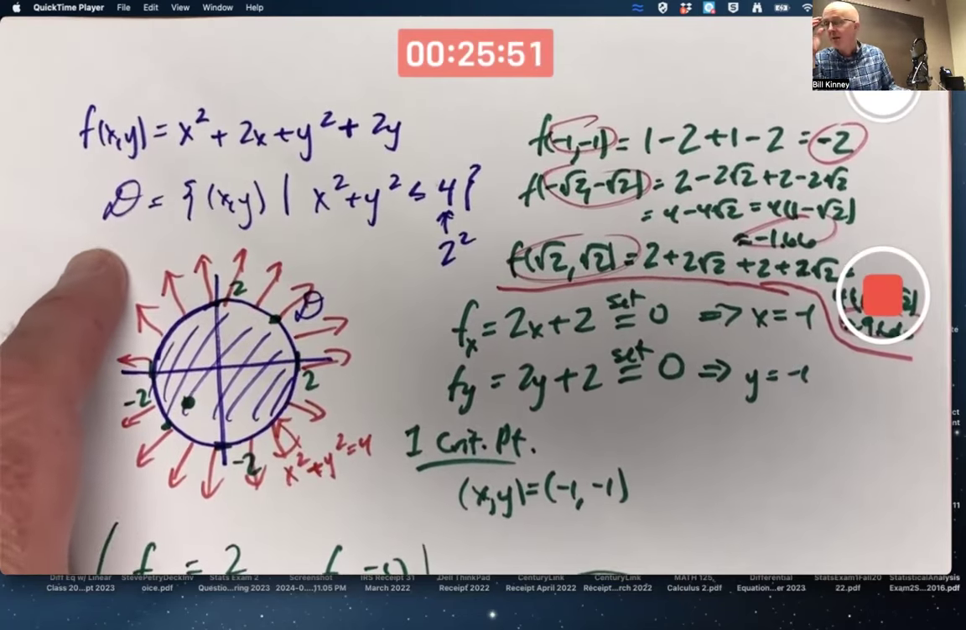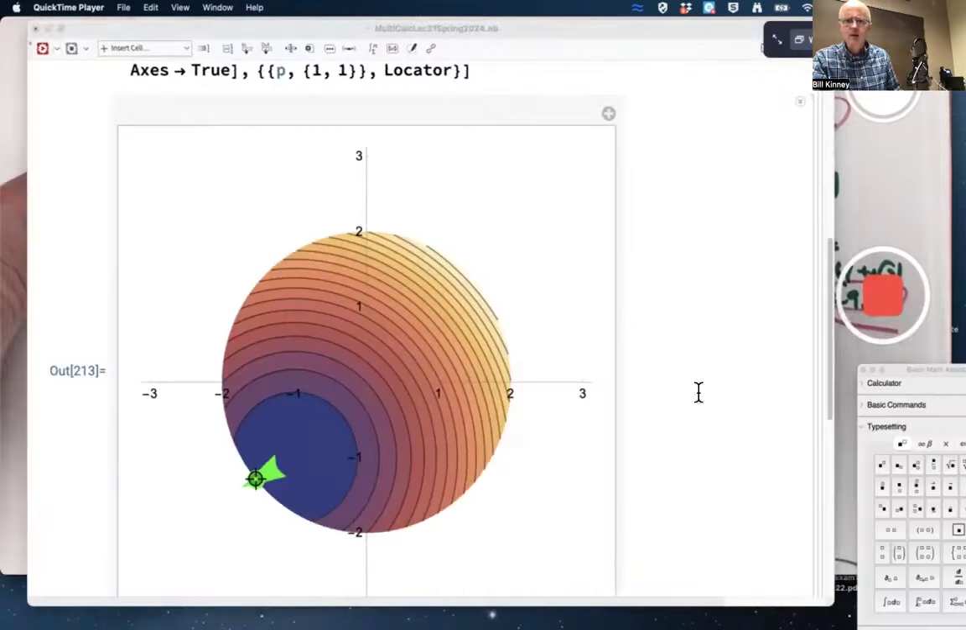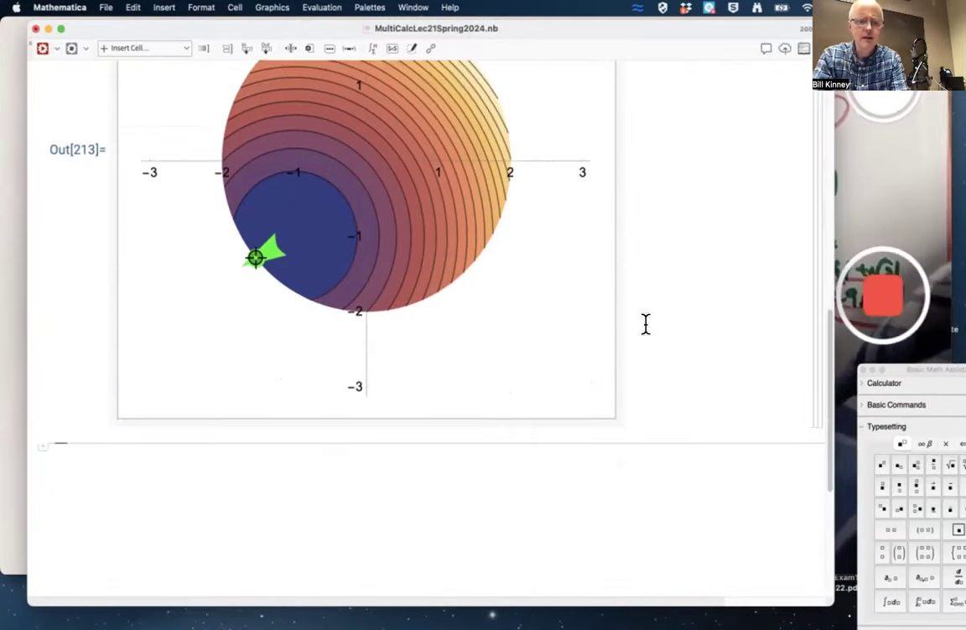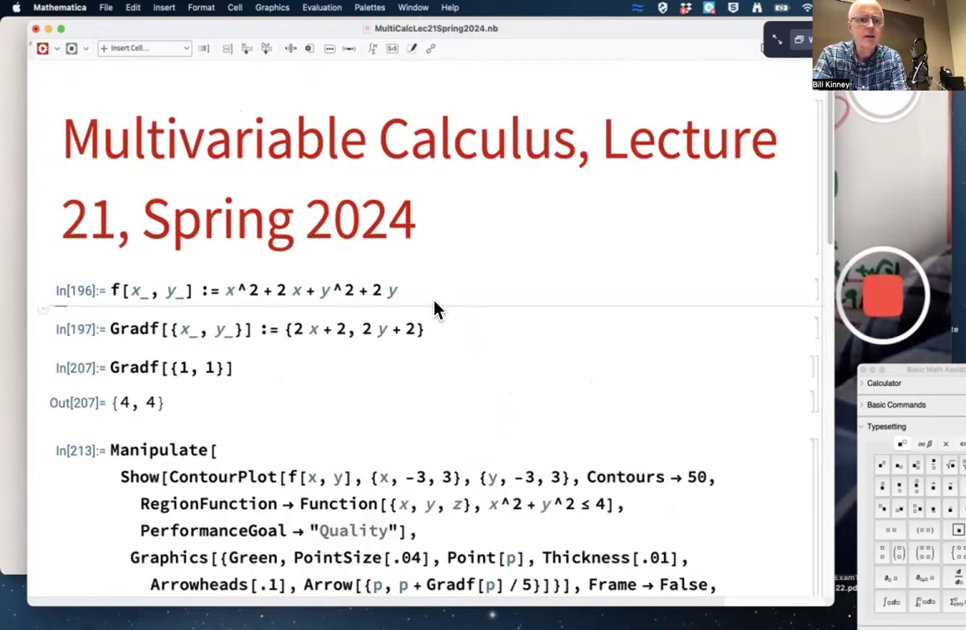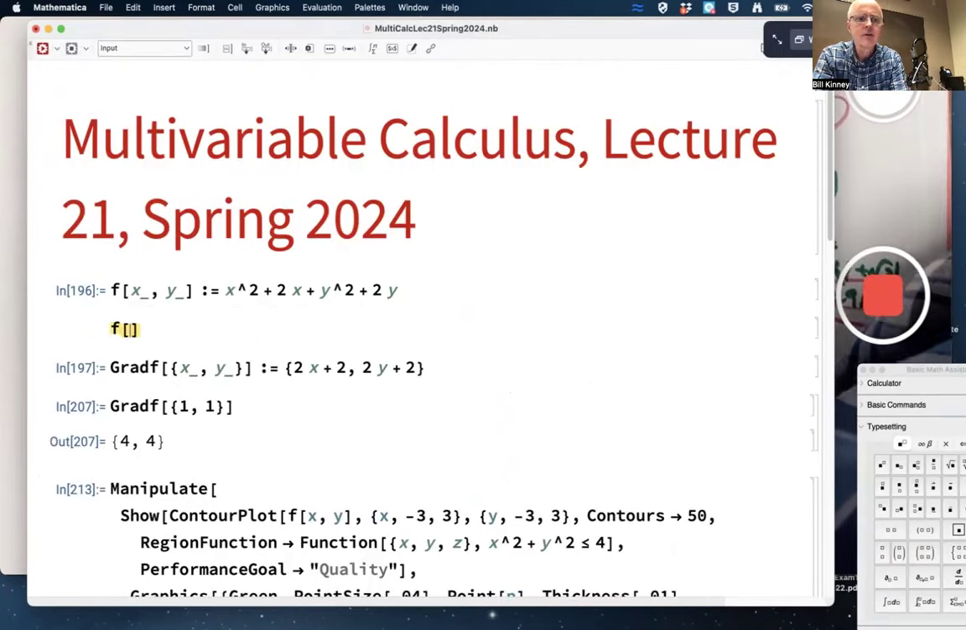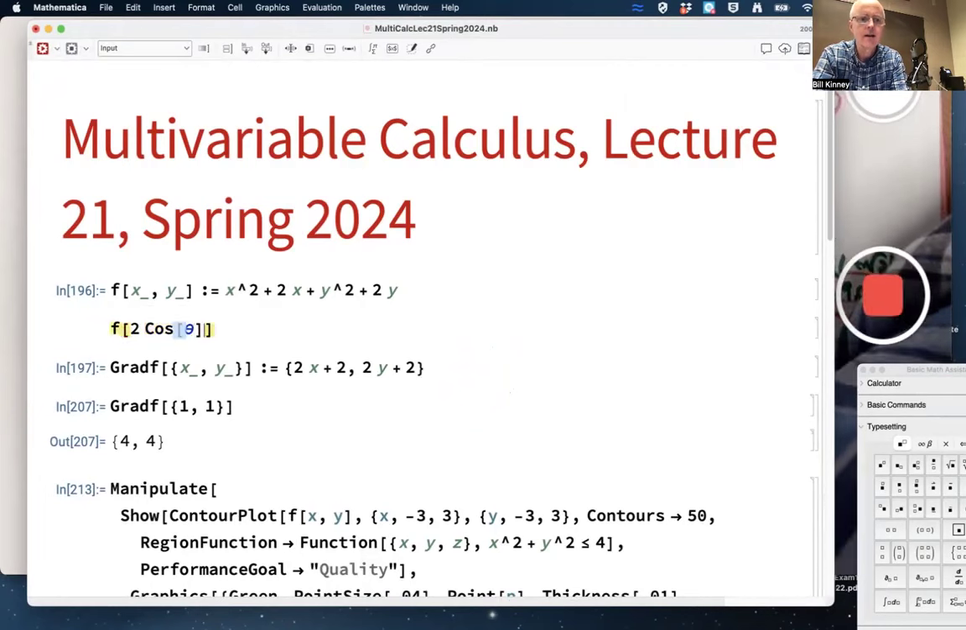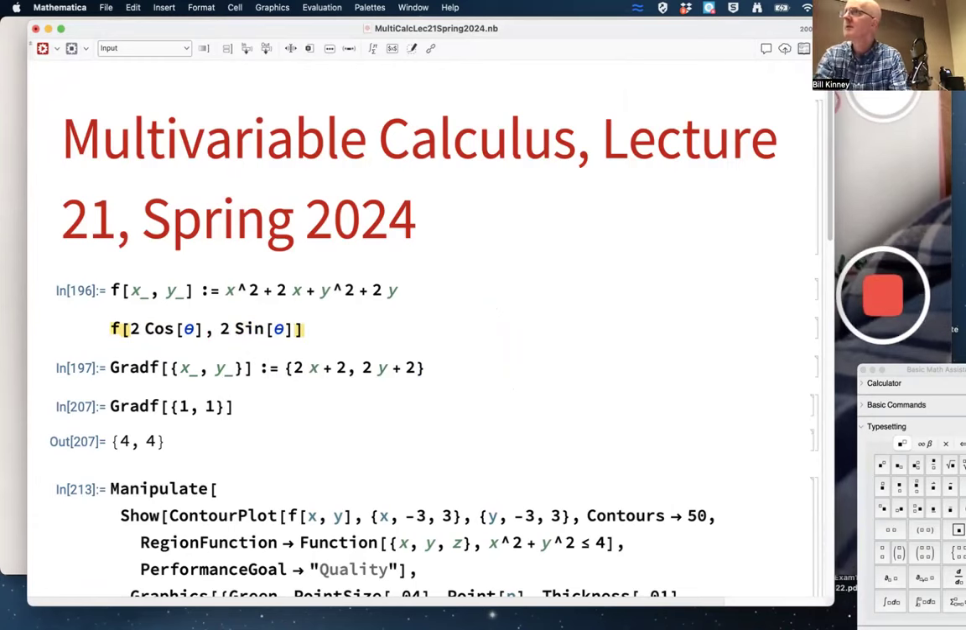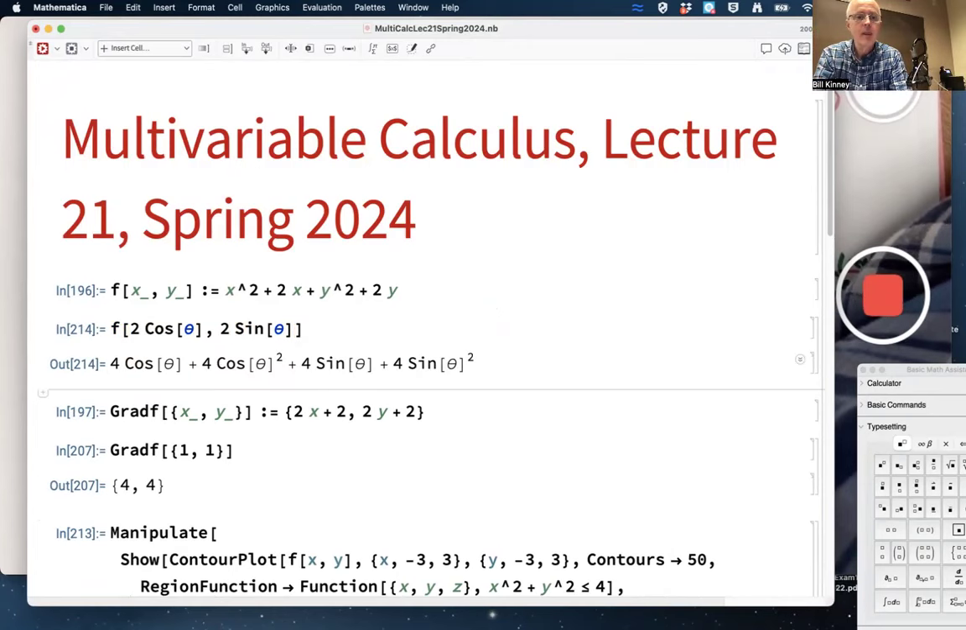You can use polar coordinates. Here's another way to think of it. In the formula for the function, which is up here, you could replace x with 2 cos theta and y with 2 sine theta. Why? Because that's effectively the polar coordinates of points along the boundary circle, centered at the origin with a radius of 2, as theta varies between 0 and 2 pi. Theta is an angular variable.